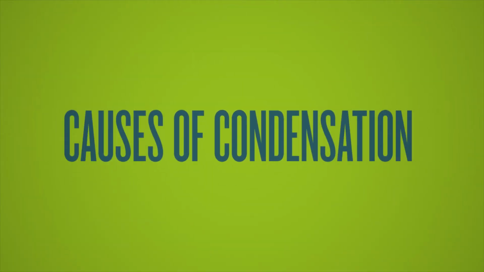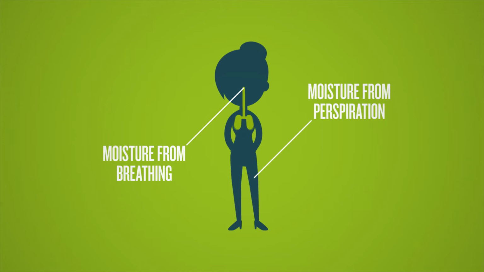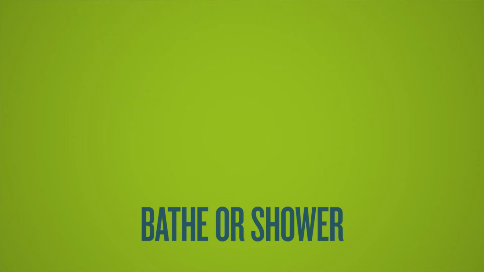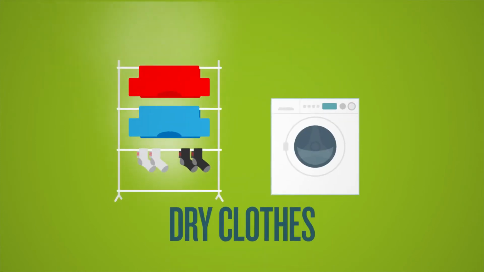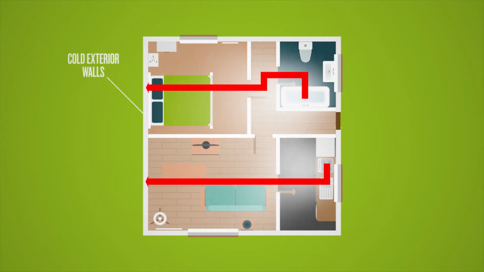Causes of condensation. Our bodies produce moisture all the time when we breathe and perspire, particularly when we exercise and overheat. We also put lots of moisture into the air when we take a bath or shower, cook, or wash the dishes. Moisture is also produced when we dry clothes indoors or use an unvented tumble dryer. This moist air travels through your home, and when it comes into contact with a cool surface, it will condense.